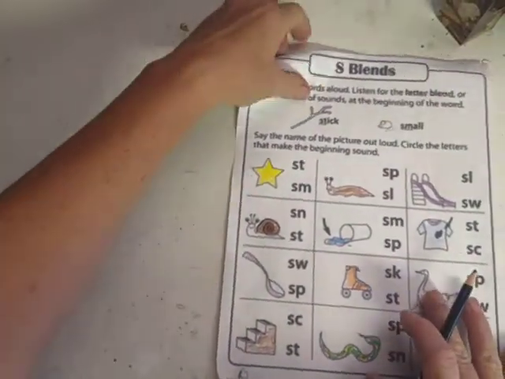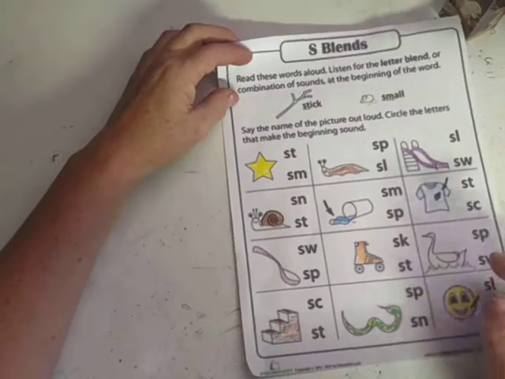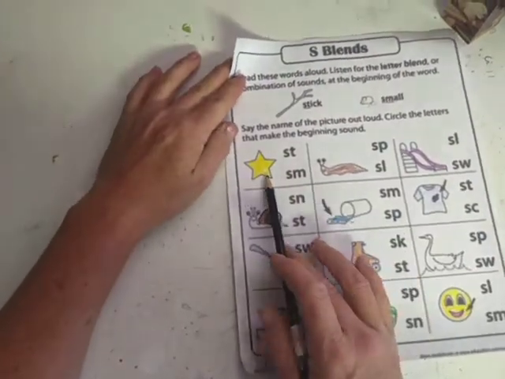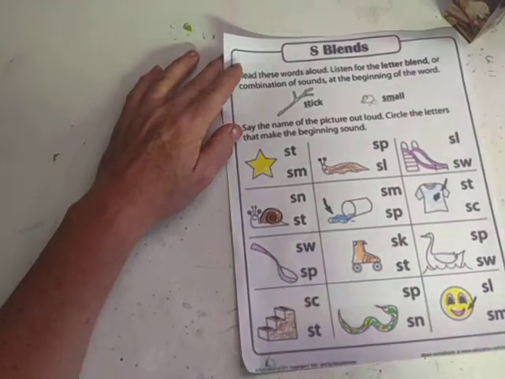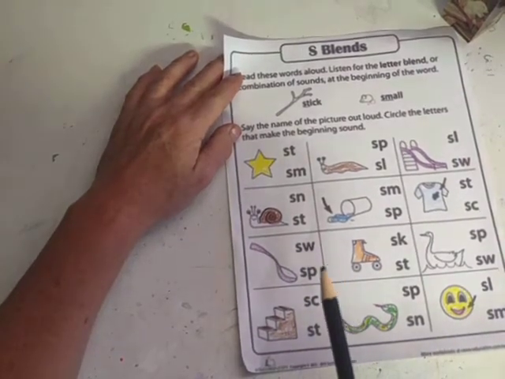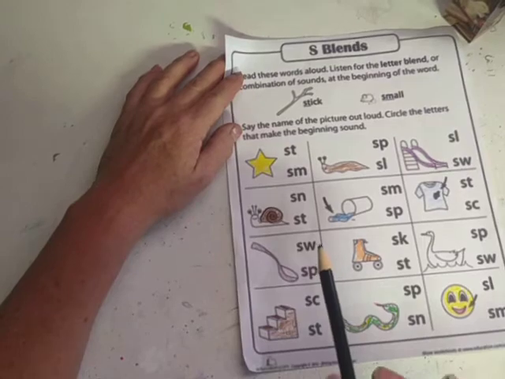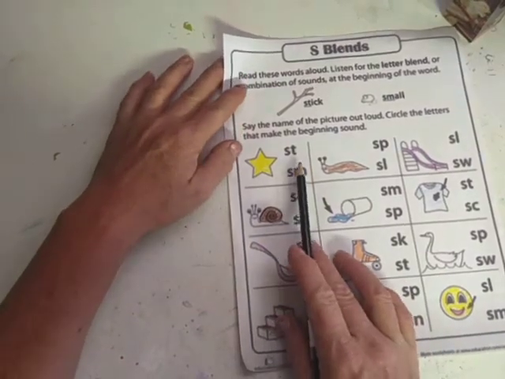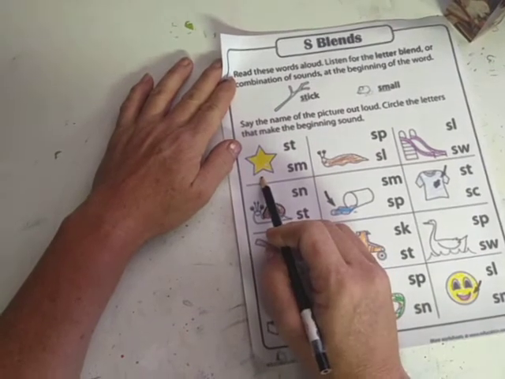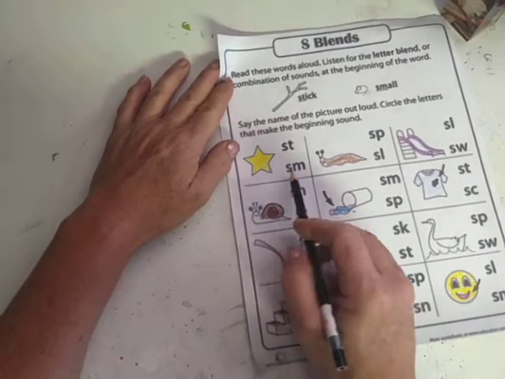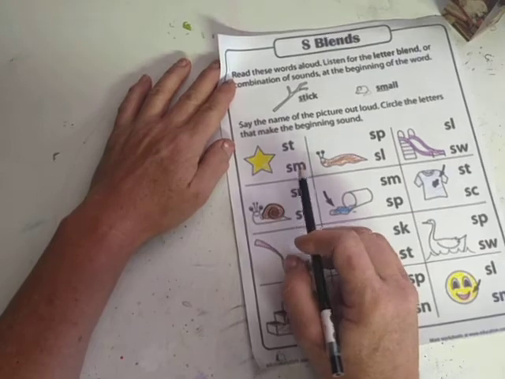Okay, so again, we just need to say the name of the picture and figure out what blend sound it's making. Listen as I say the word to hear what two-letter blended sound it's making. So this is a star. St. So what do I circle? St or sm? Yeah, we circle the st.